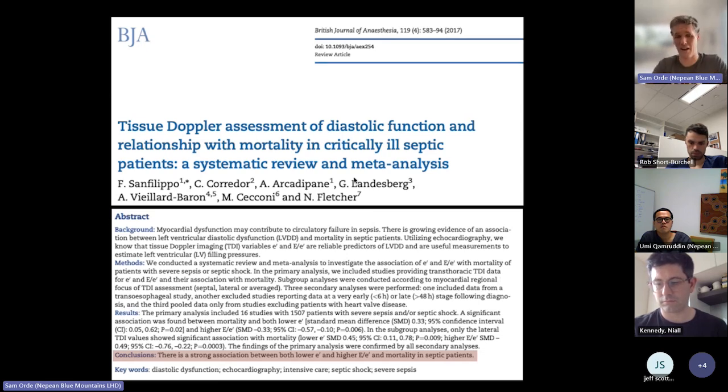And Filippo and Landsberg and Antoine Ville-Baron, all of these guys have done lots of research in this area and suggesting there's this strong association that if you've got these signs of impaired relaxation on these E primes and you've got a raised E to E prime, that is associated with worse outcomes in these critically ill patients. And that could be because of having such a high preload.